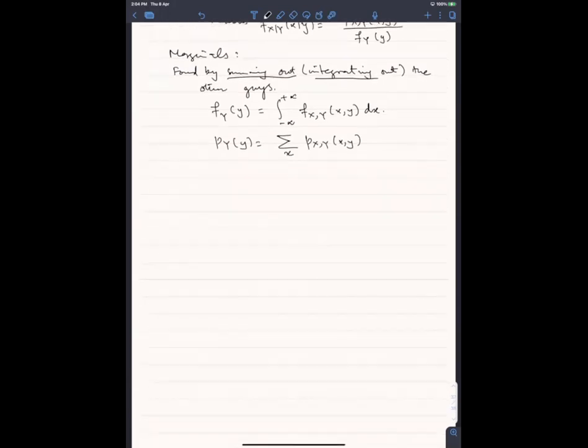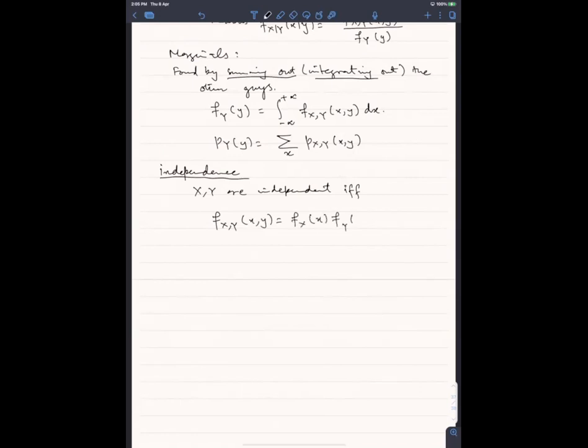We also talked about independence of random variables, and we said that two random variables x and y are independent if and only if f of x,y, their joint distribution, is equal to the product of the marginal distributions. This is for the continuous case. Similarly for the discrete case, I'm not going to mention that here.